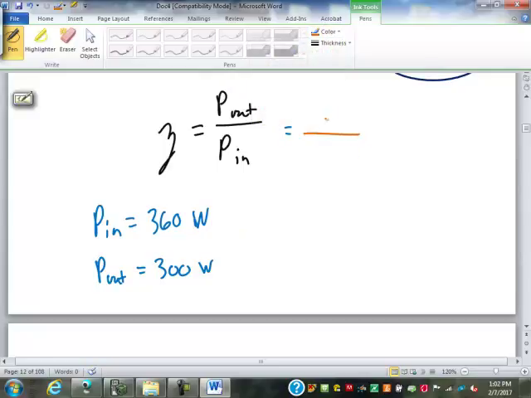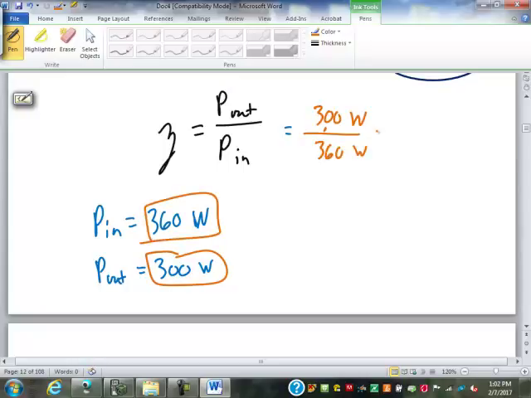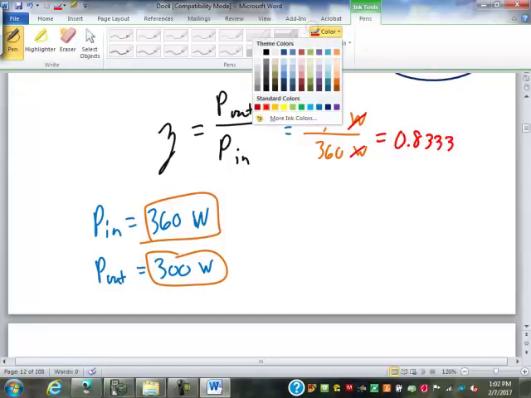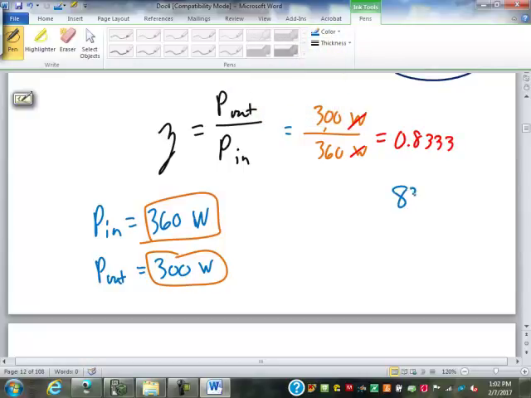How are we going to calculate the efficiency? Which one of those is going to go on top? The output, which is the 300. Right? What's going to go on bottom then, of course, is the 360. The watts cancel out. 300 divided by 360 is 0.8333, or 83.33%.